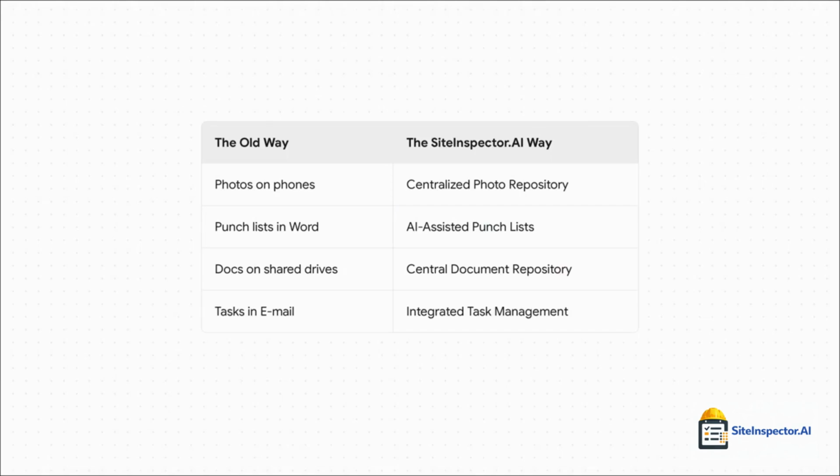And this table just illustrates the transformation perfectly. The old way is fragmented and, frankly, pretty risky. You've got photos without context, static punch lists, lost documents. The new way is integrated and intelligent. A central home for everything, AI assistance to make you faster, and tasks that are actually tracked from the moment they're created to the moment they're completed.